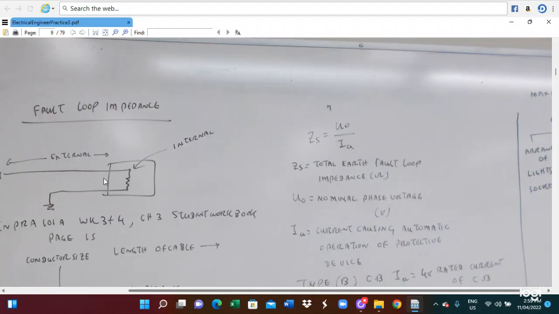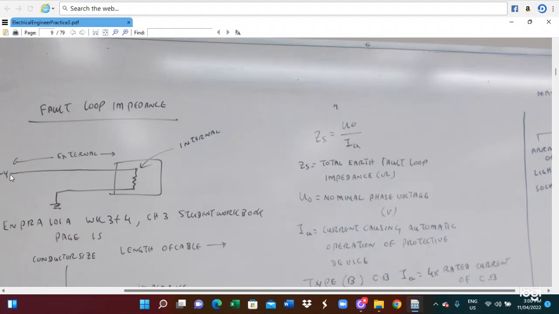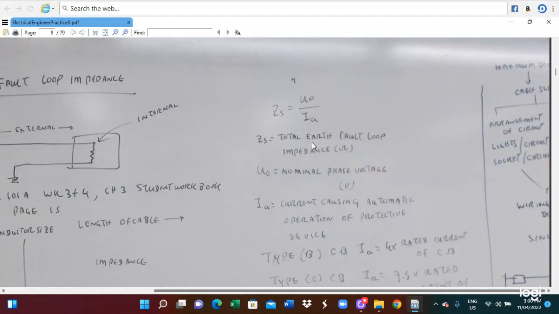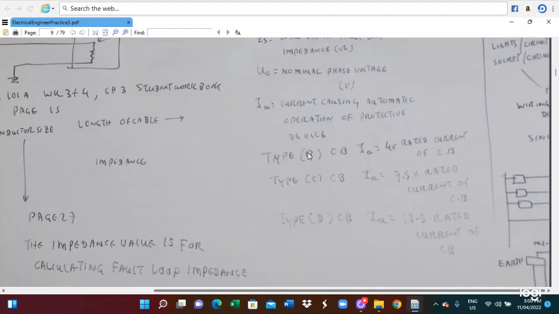This means that when an electrical fault happens, the current comes through both the external and internal elements and goes to the ground. This is why we calculate the total fault loop impedance, ZS. ZS is equal to U0 divided by IA. In this case, U0 is the nominal phase voltage, and IA is the current causing the automatic operation of the protective device.